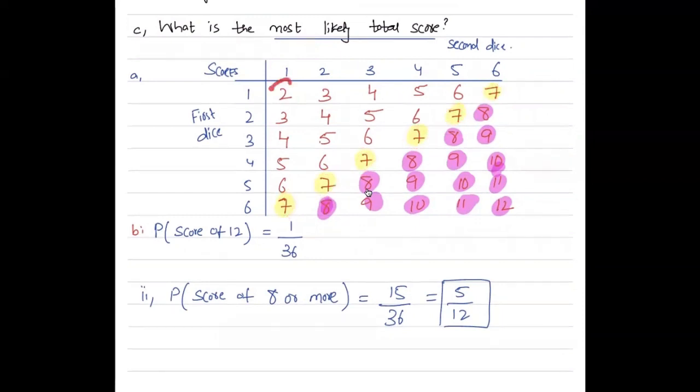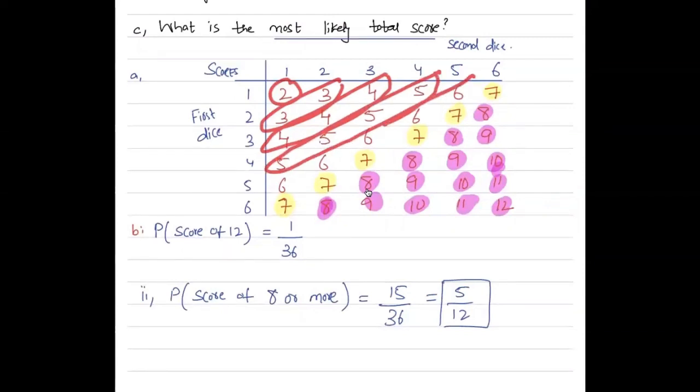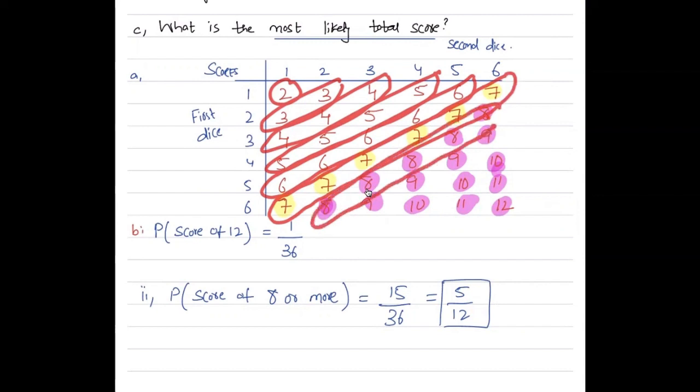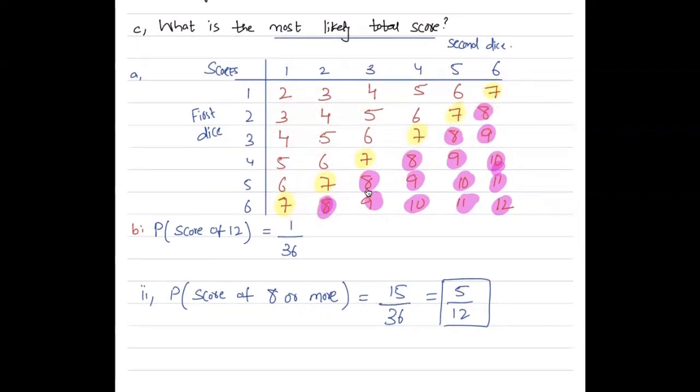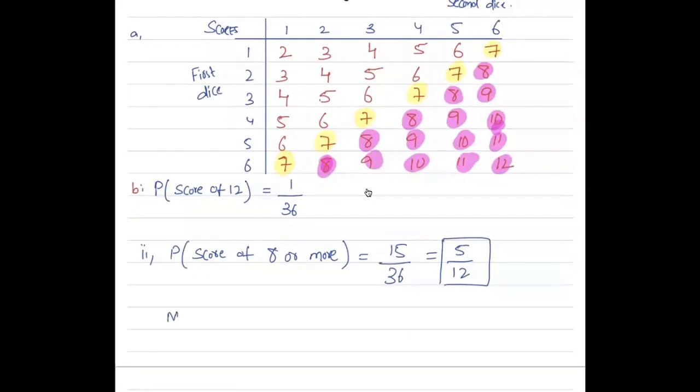Okay. Probability of 2 is 1 out of 36. Probability of 3 is 2 out of 36. Probability of 4 is 3 out of 36. Probability of 5 is 4 out of 36. Probability that the score is 6 is 5 out of 36. And probability that the score is 7 is 6 out of 36. And then the probability of 8 is again less, 5 out of 36. So the most likely score is 7.